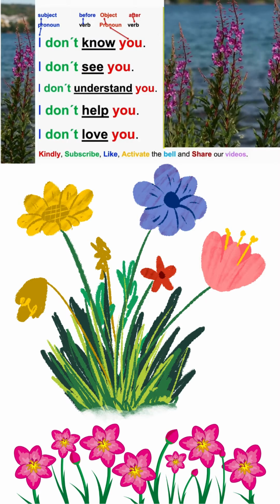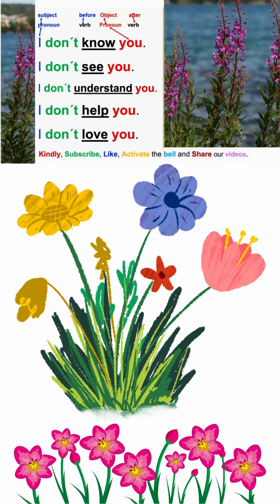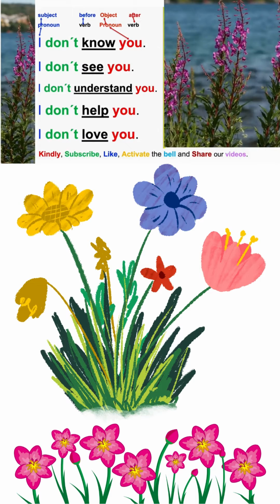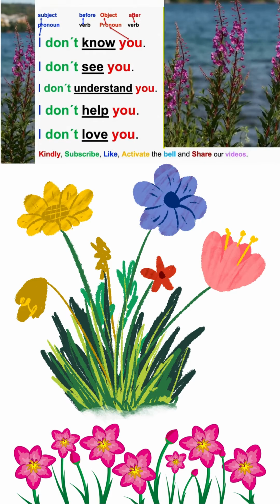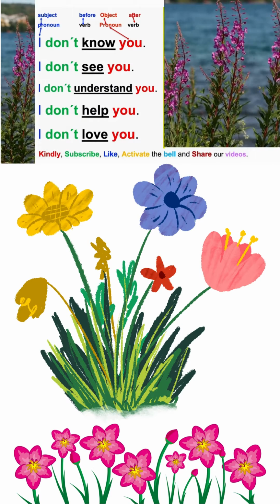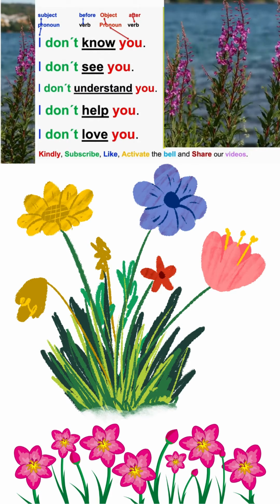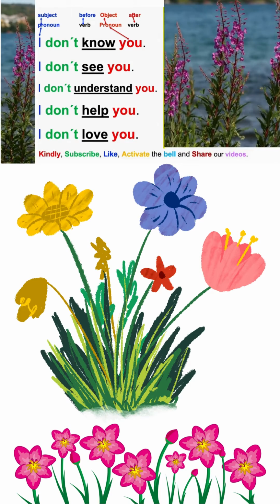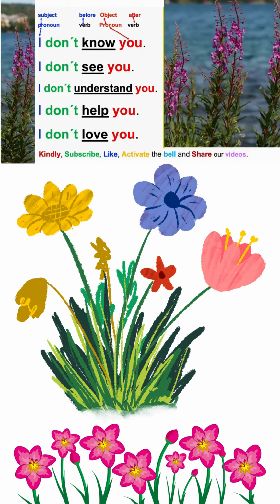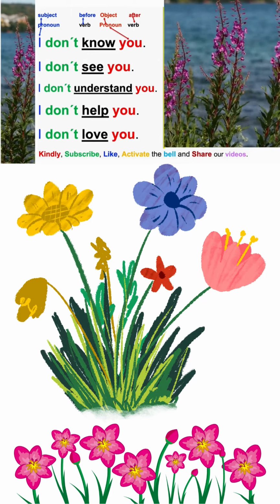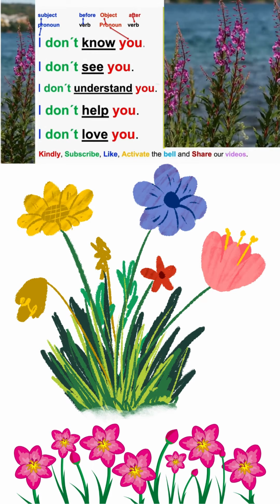I don't know you. So we have I, subject pronoun, we have don't, the negative of the verb know, and we have you, object pronoun. So I is before the verb know, and you is after the verb know. Let's see all the examples. I don't know you. I don't see you. I don't understand you. I don't help you. I don't love you. So let's see the question.